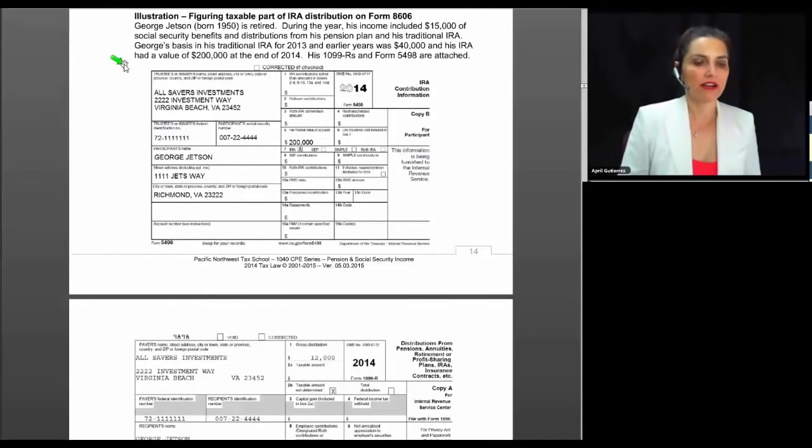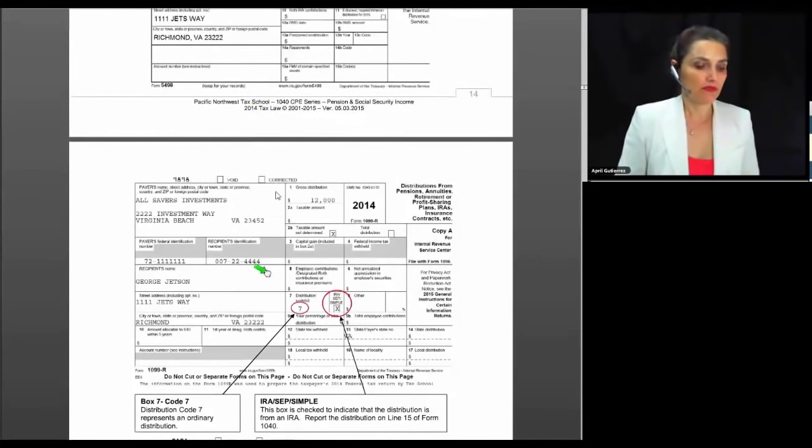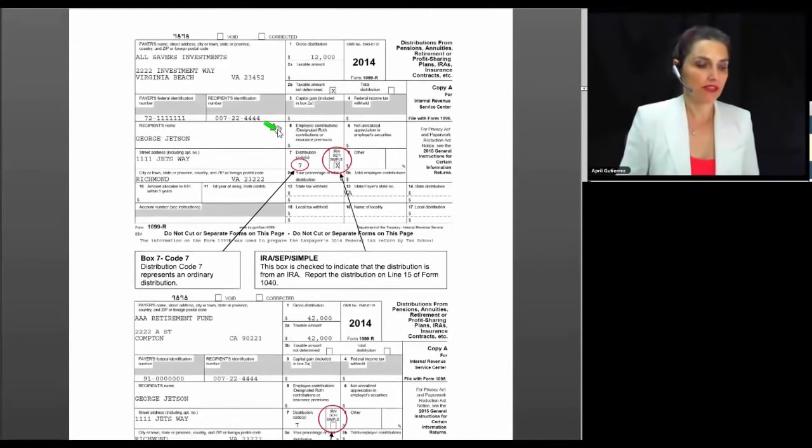His 1099-Rs and Form 5498 are attached. You can see here on this Form 5498, it simply shows the fair market value of his account at the end of the year and the fact that this particular account is for an IRA. That's all the information that's on it. But this $200,000 number, it's important. We need it.